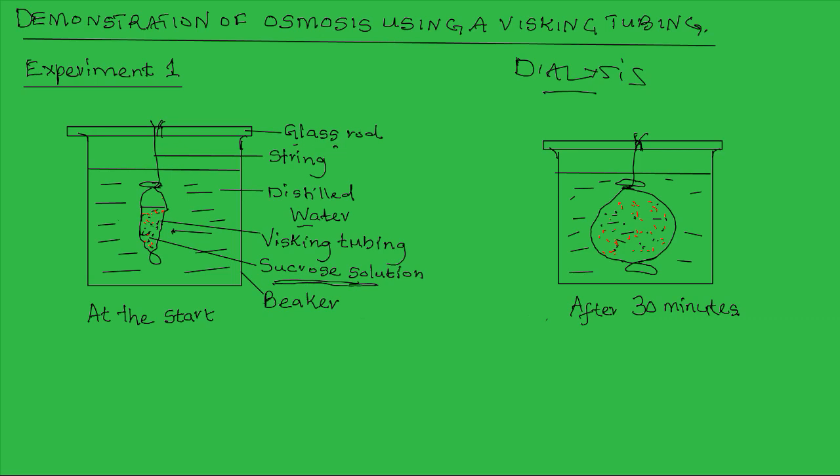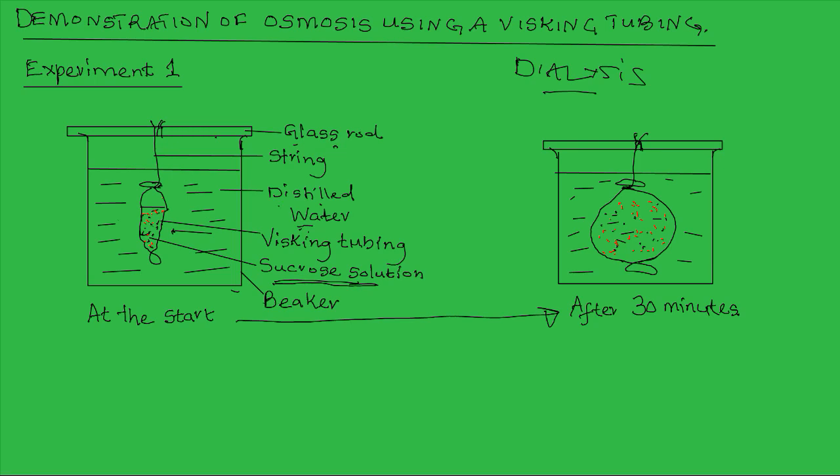The Viscose tubing is supported through a string on a glass rod that is then immersed in a beaker that contains distilled water. Now, after some time, say about 30 minutes, it is observed that the Viscose tubing enlarges in size. Now, how do you explain that?